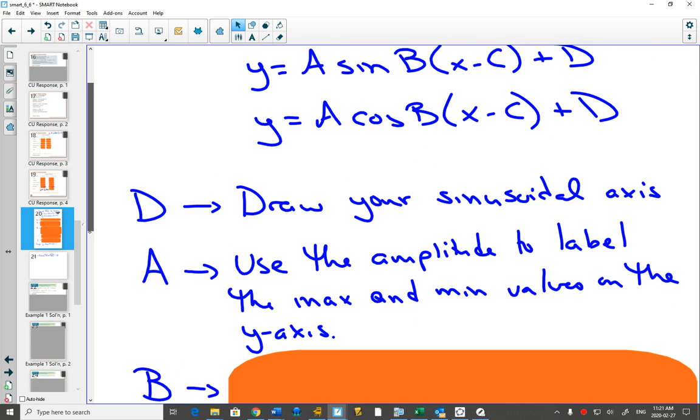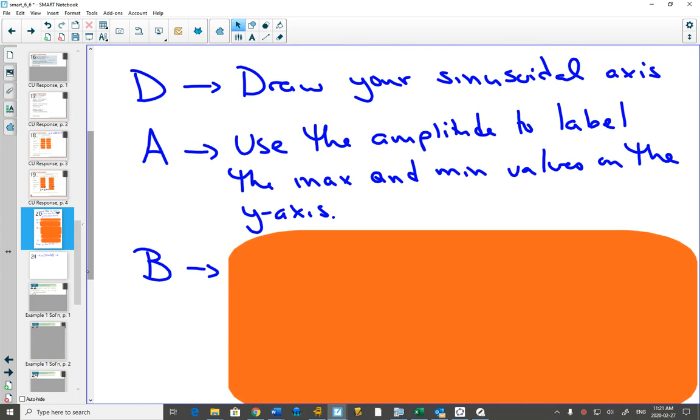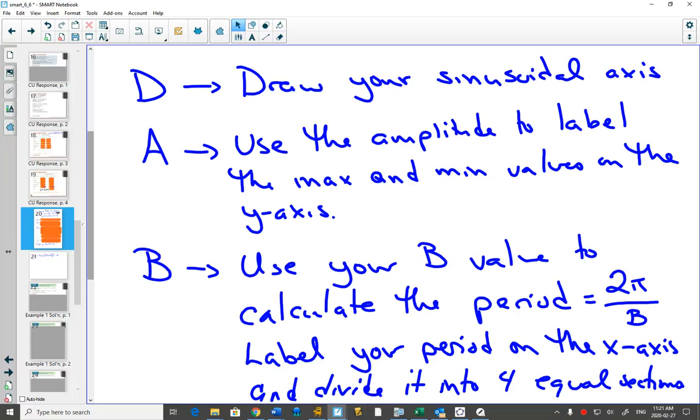Our b value. Our b value is a horizontal stretch or compression that affects our period. So we're going to use our b value to find our period. And we've got that formula from the other day that our period is 2 pi divided by our b value. We then can label our period on the x-axis. And because our regular sine graph was divided into the 4 equal sections of the axis family, whatever your new period is will need to be divided into 4 equal sections.